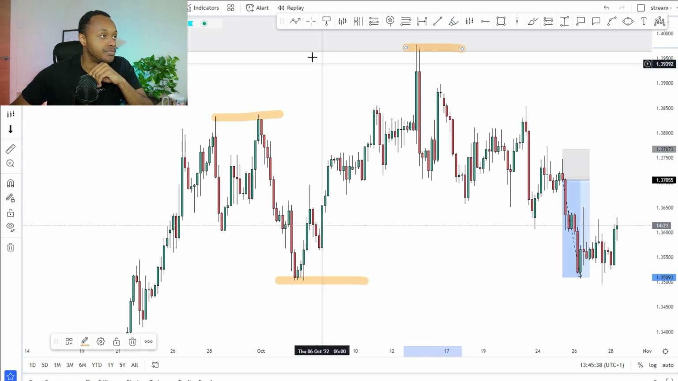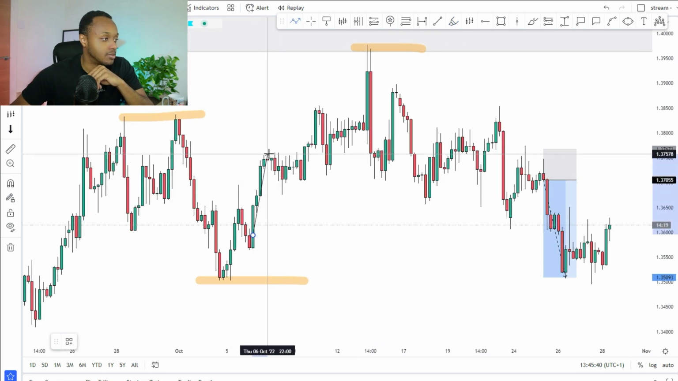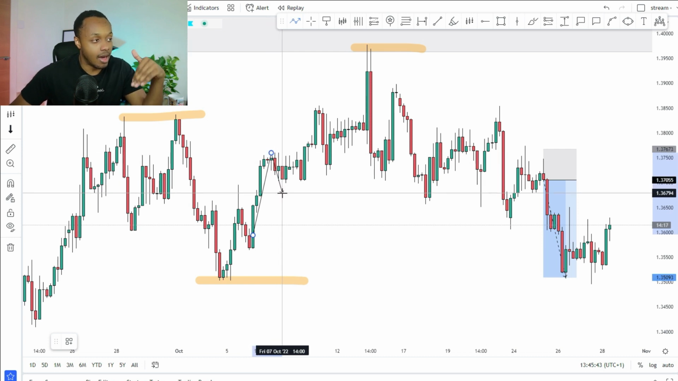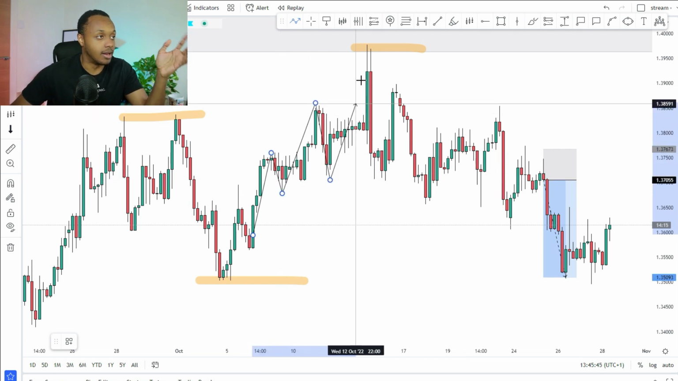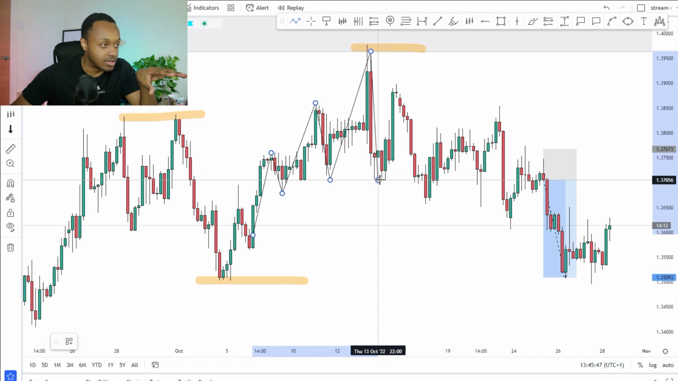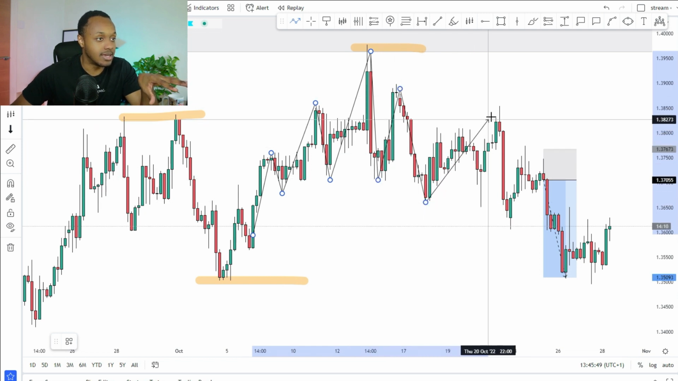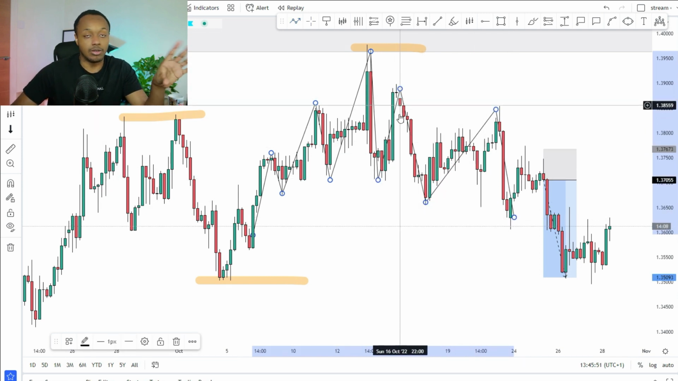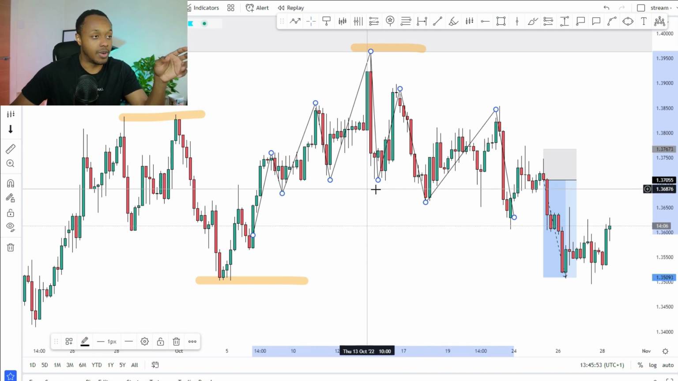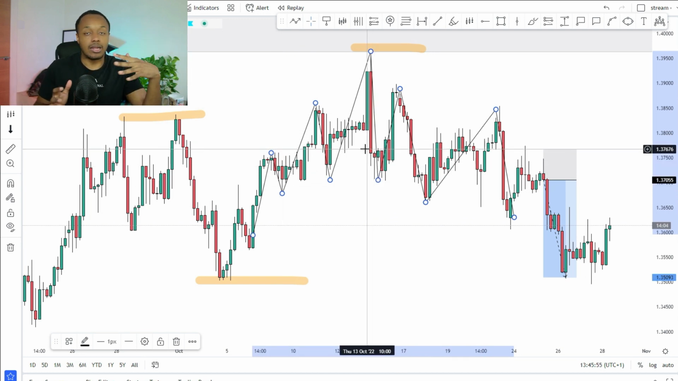So if we zoom in and we look at the structure here, you can see we've got this move up, giving us a higher high, higher low, higher high, higher low, higher high. Then we started printing lower lows and lower highs, as you can see. So for me, the minor structure here on the 4H was shifting from bullish to bearish, which tells me most likely we're going to have a retracement phase, potential reversal, but at least a retracement phase from this larger bullish trend.